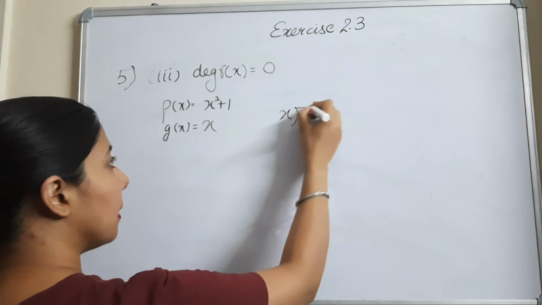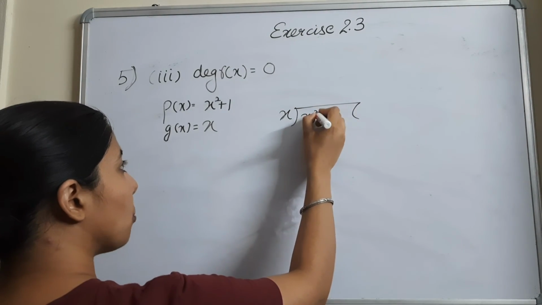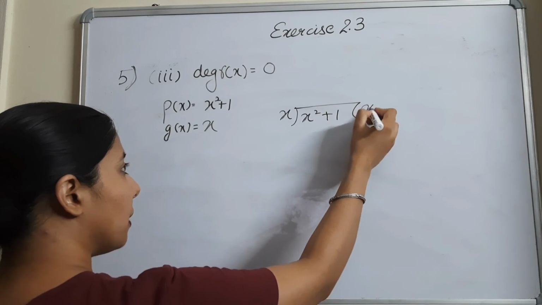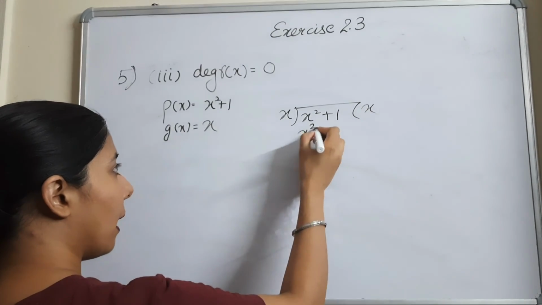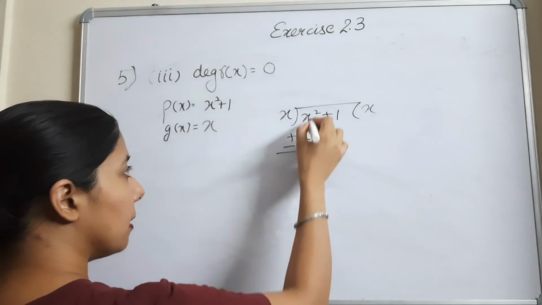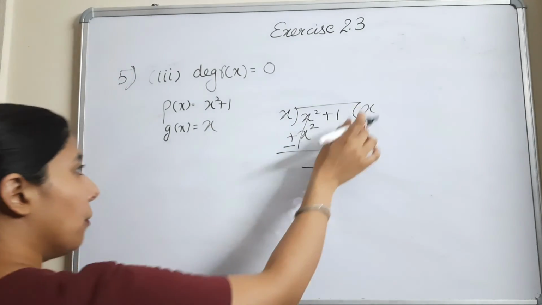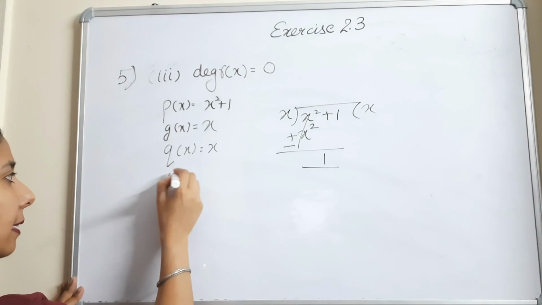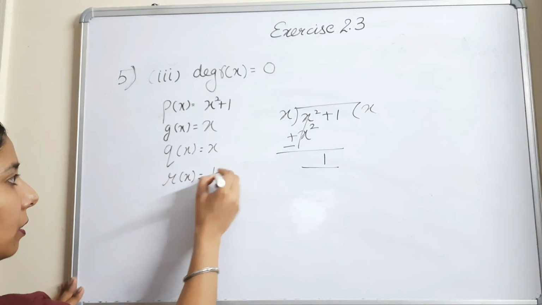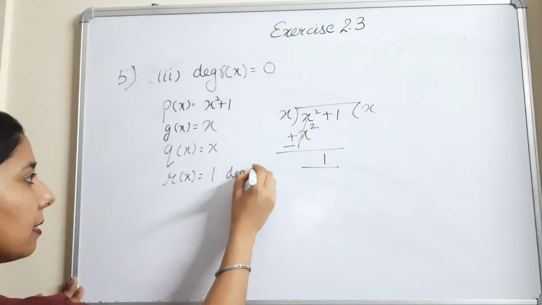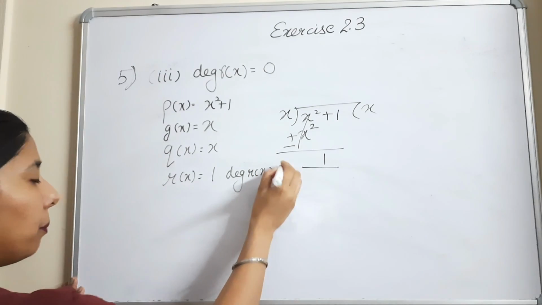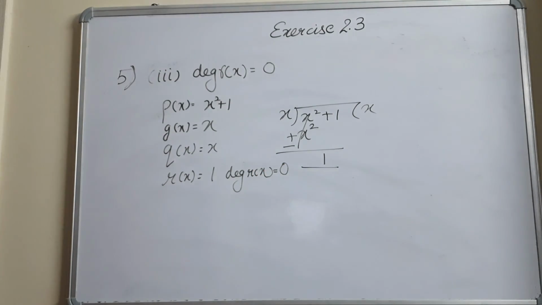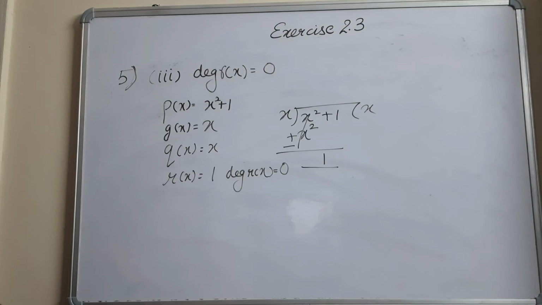Put x here and x square plus 1 here. First is x, that gives x square. Now change the signs. This cancels and this one remains. From here you find that q(x) came out to be x and r(x) came out to be 1. So here the degree of r(x) is 0, because you know that the degree of all constants is always 0.